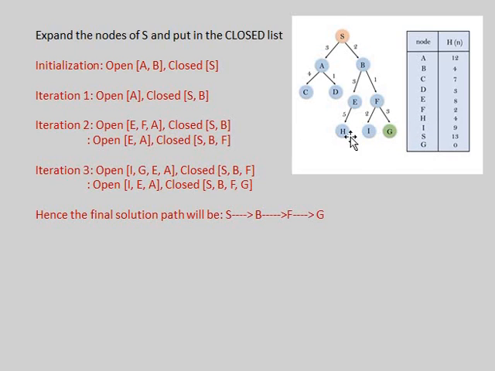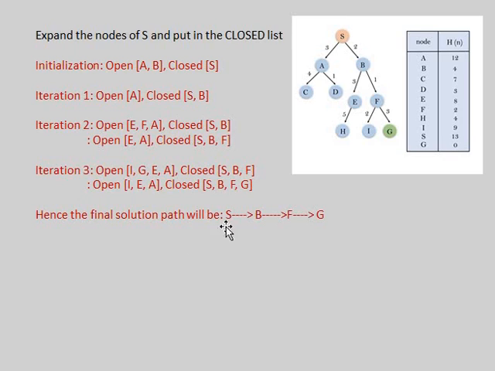Now compare the heuristic value of node I and G. The heuristic value of node I is 9 and the heuristic value of node G is 0. So 0 is less than 9. So remove that G node from the open list and add it to the closed list. Now the open list consists of only 3 nodes, I, E and A, whereas the closed list consists of 4 nodes, S, B, F and G.